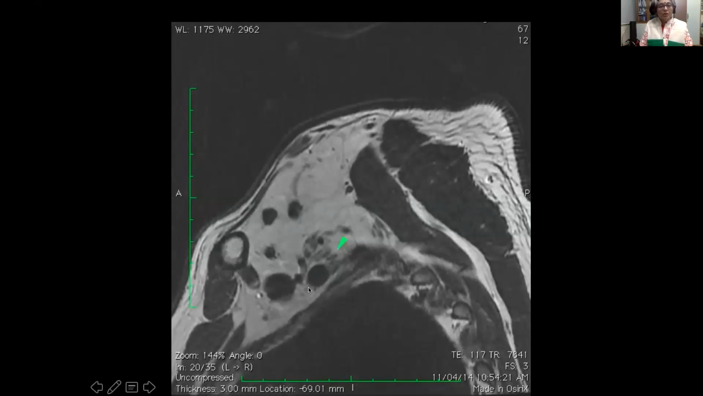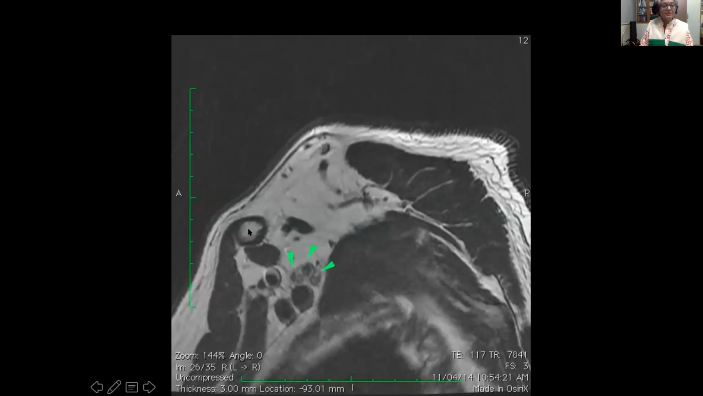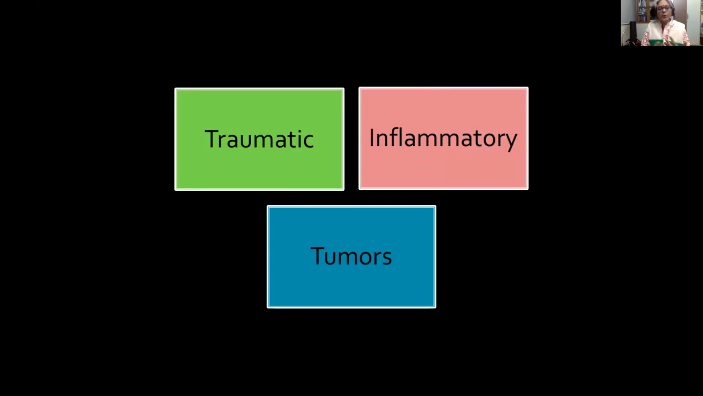Now, as you come more laterally, you can see three of them: medial cord, posterior cord, and the lateral cord. Here you can see very clearly, this is retropectoralis minor space. This is the pectoralis minor muscle. This is the axillary vein, and this is the axillary artery. You have the three cords clearly: medial cord, posterior cord, lateral cord. Okay, exactly what we saw in that picture that I showed you before, the diagram. Now, having looked at the anatomy, let's look at the pathologies.